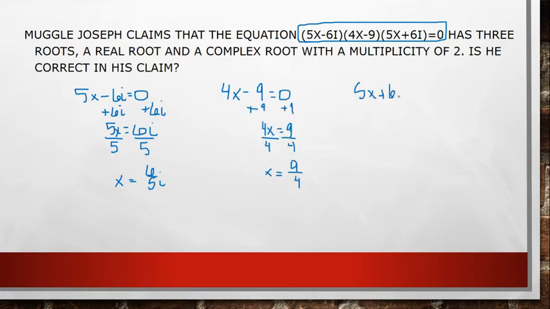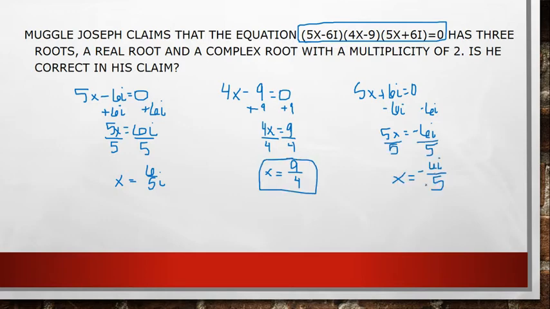Minus 6i, minus 6i. 5x equals a negative 6i. 5 times x, we want to get rid of the 5, so we're going to divide by 5. x equals negative 6i divided by 5. So he is correct in that there are 3 roots. There is one real root. Our 9/4 is our one real root. And we have 2 imaginary roots because we have i in both of the others.